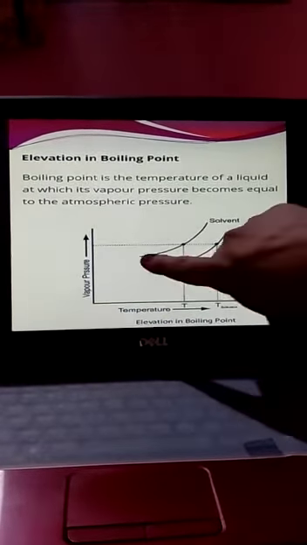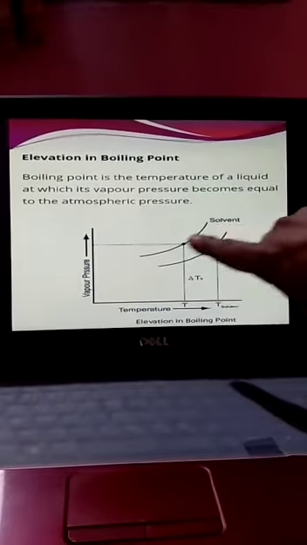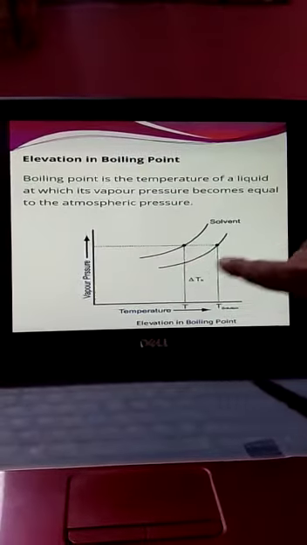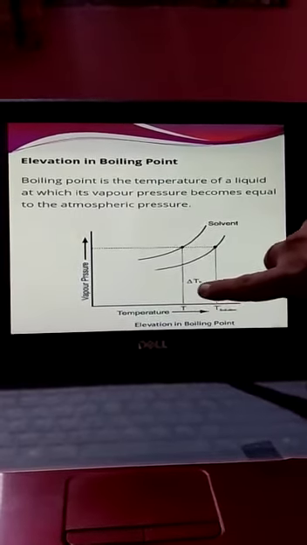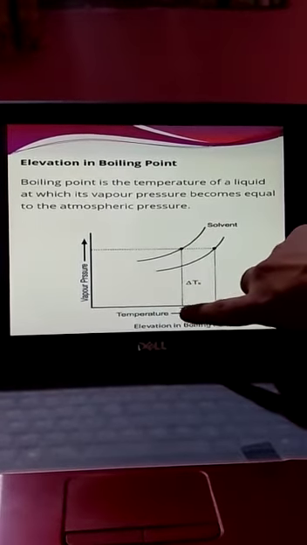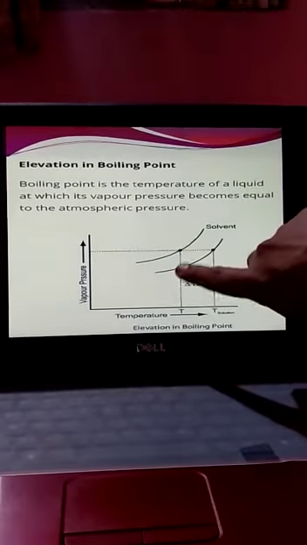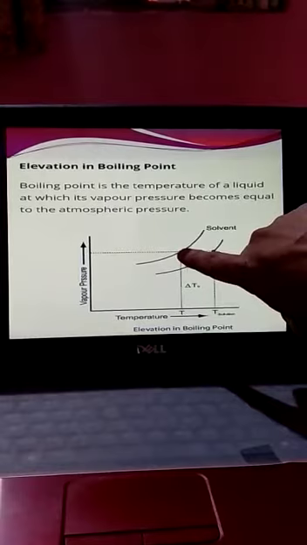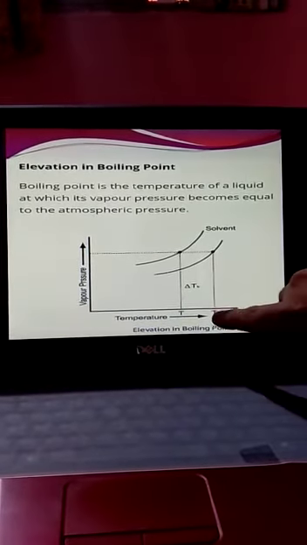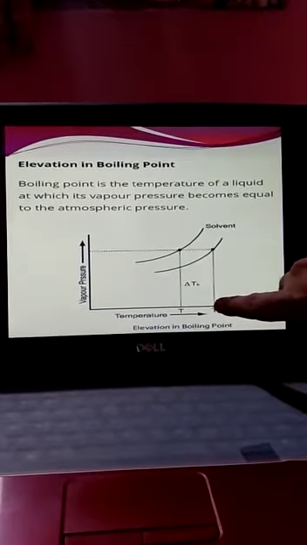The curve AB represents the curve for the solvent, and the curve CD represents the solution. Now, this is the point known as T0, where the vapor pressure of the solvent becomes equal to atmospheric pressure. Therefore, this is known as the boiling point of the solvent. Now, this is the Ts, which is the boiling point of the solution.